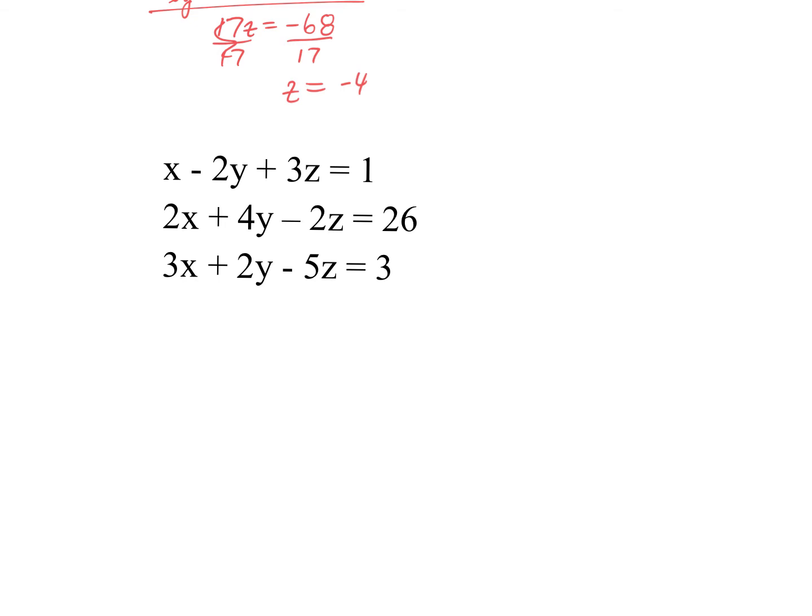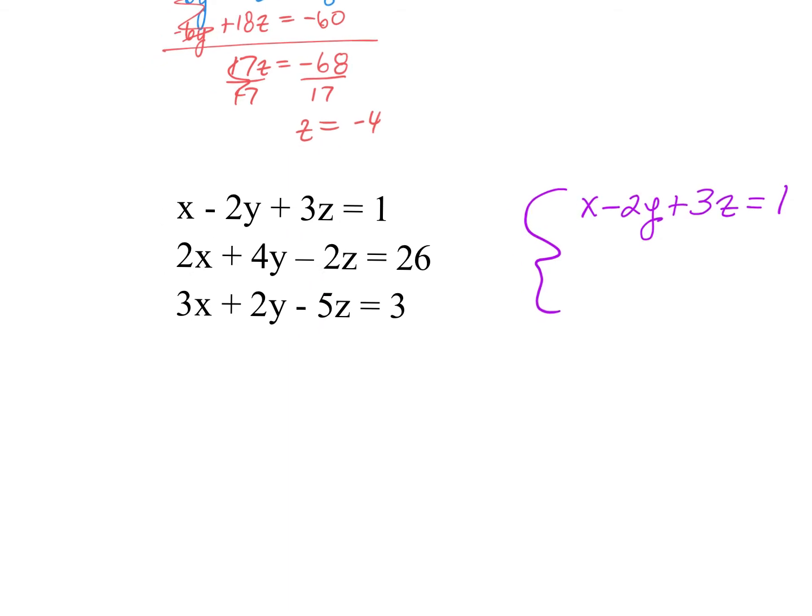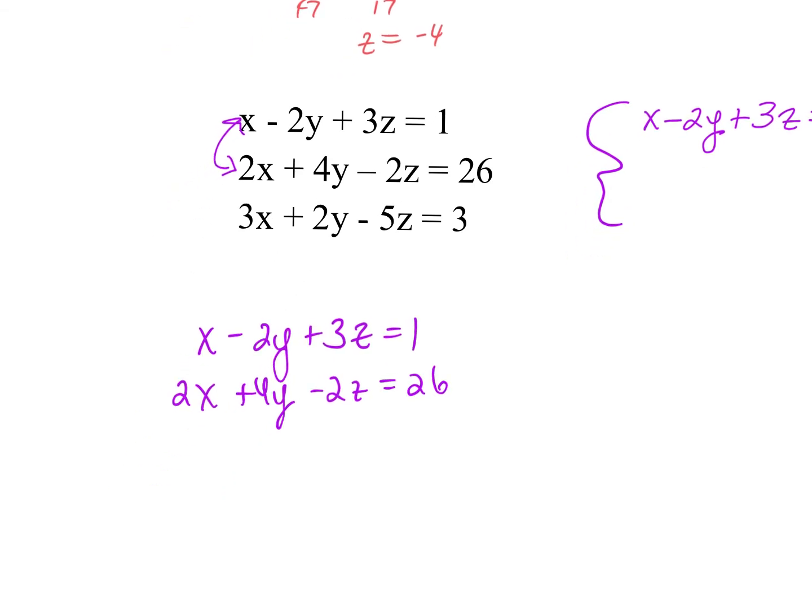What's the rule? What do I look for? The first equation should be what? Positive 1x. Is it? Yeah, so we're good. Let's just go ahead and rewrite that first equation. So x minus 2y plus 3z equals 1. Now I'm going to take 1 and 2, and we're going to eliminate x's. So x minus 2y plus 3z equals 1, and 2x plus 4y minus 2z equals 26.